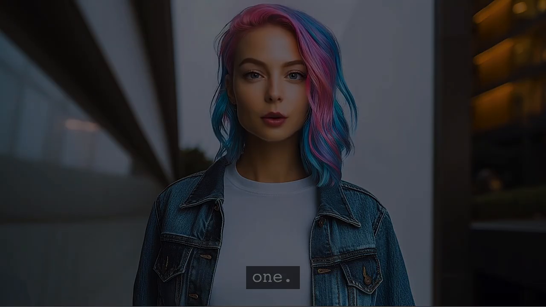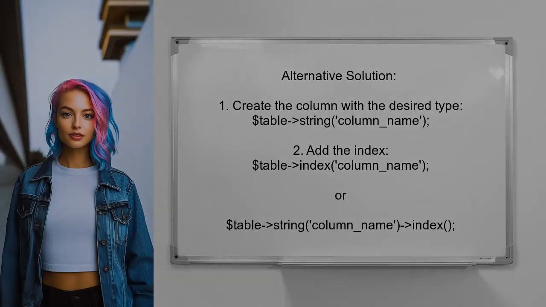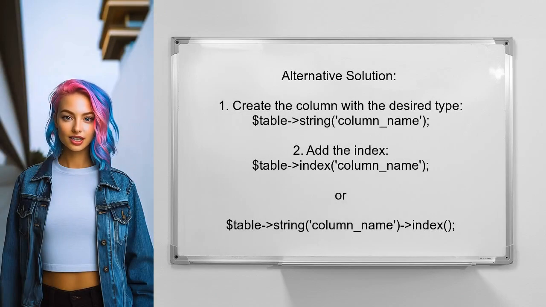Let's take a look at another one. An alternative approach shared by another user involves ensuring that you first create the column with the desired type before adding an index. They suggest using the string method to define the column and then applying the index method either separately or in a chained manner.